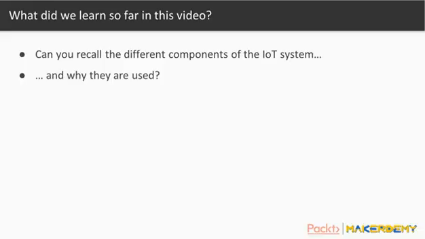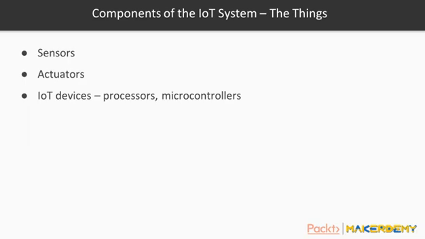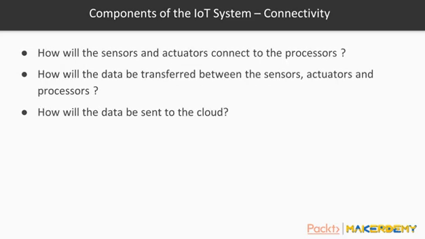Let us quickly look at the components of the IoT system of this case study. Firstly, we have the things, the sensors, the actuators, and the computing units. Next, we have the connectivity. This addresses how the sensors will connect and transfer the data to the processors and how the processors will move the data to the cloud.